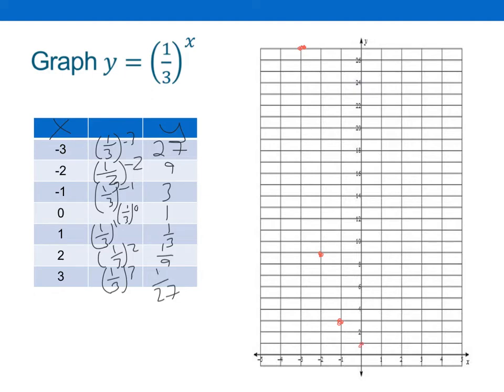And then these numbers are going to start to get kind of small, so do your best. We got 1 and 1/3. And we got 2 and 1/9. And it's just going to keep on getting super duper close to 0. It's going to be a little bit tough to draw this one, but I will do my best.